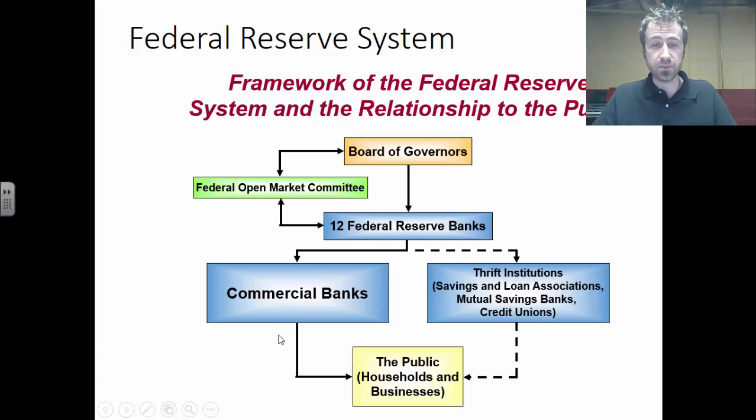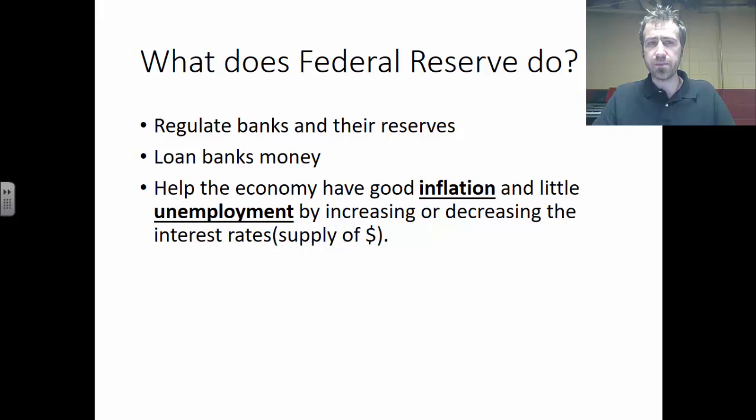And of course, they ultimately affect us, the households, the businesses of America. And they affect things by changing the interest rates. I'll talk more about the interest rates in just a second. So what does the Federal Reserve do? Well, they regulate the banks and the reserves.